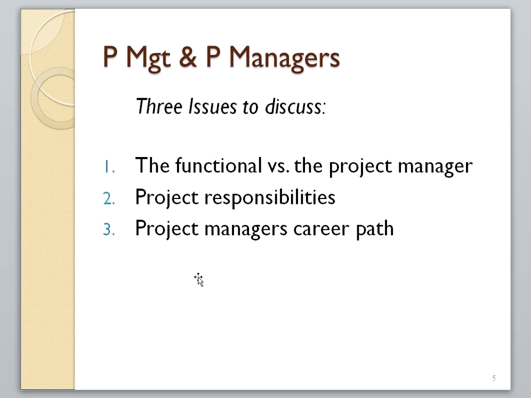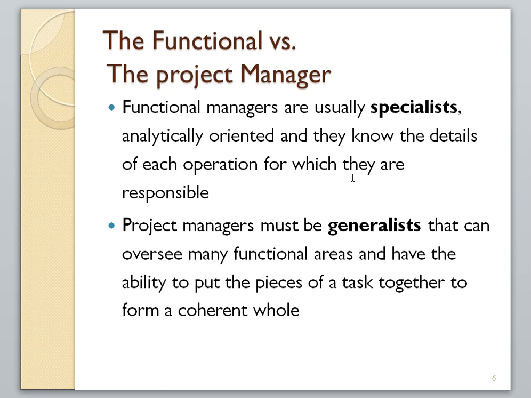The second topic we will talk about is a comparison between the project manager and the functional one. And after that we will talk about project responsibilities and then the project manager's career path. Let's start with the first one, the differences or a comparison between functional and project managers. The first and very obvious difference is that functional managers specialize in some area, while project managers need to cover more than one area. So they need a bit of many things in order to manage people working in different functions. This is the big difference: the functional manager is a specialist and the project manager is a generalist.